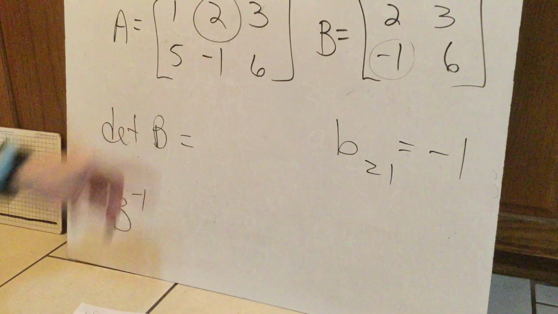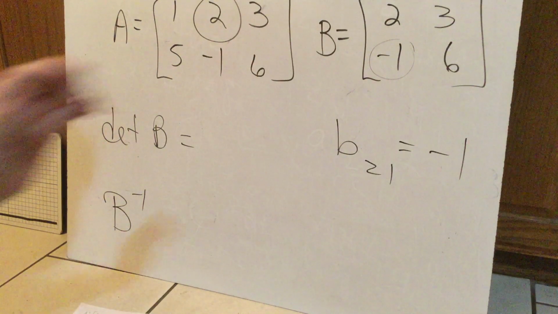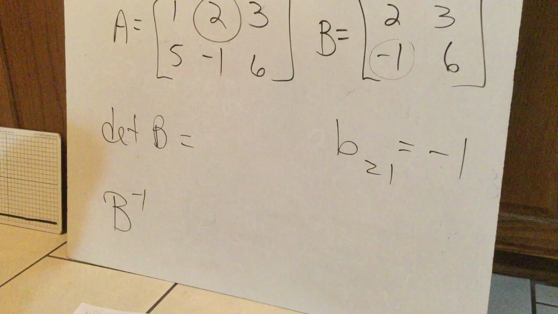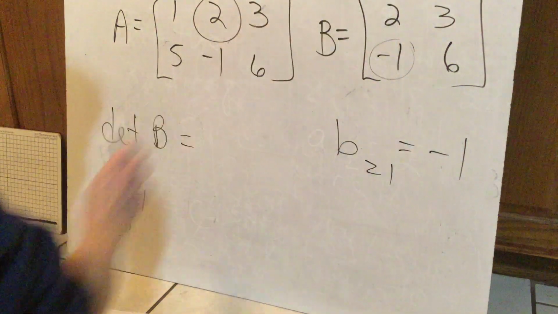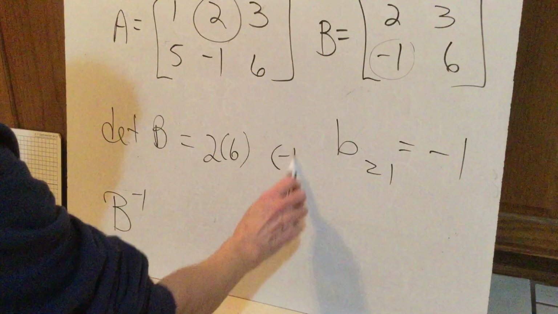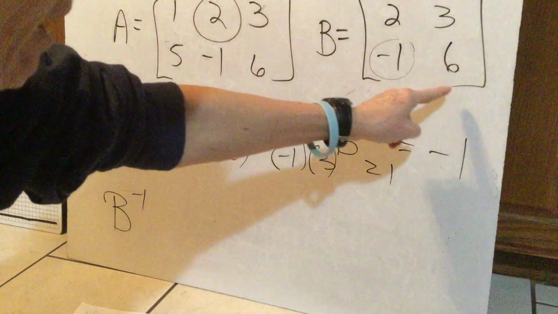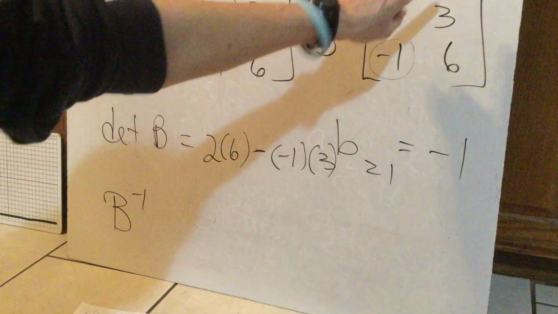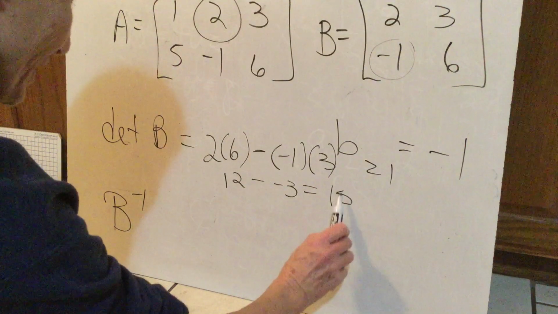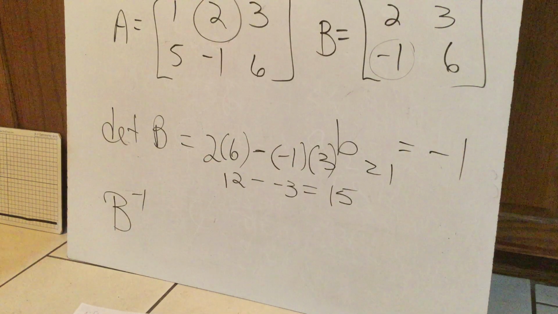Okay, now what about the determinant of B? Now remember, the rule for determinants is the matrix has to be square. Well, that is square. It's 2 rows and 2 columns. It is square. So we can find the determinant. So remember, you start right here, and we multiply 2 times 6. We multiply -1 times 3, and we subtract those. So it's 12 minus -3. So 12 minus -3, excuse me, gives me a determinant value of 15. The determinant is 15.